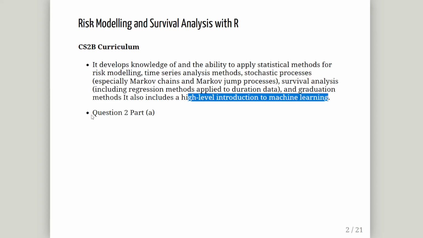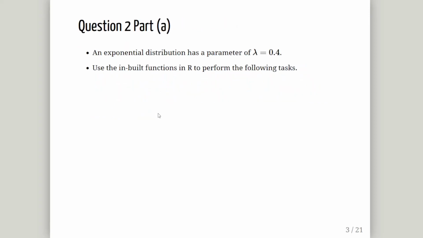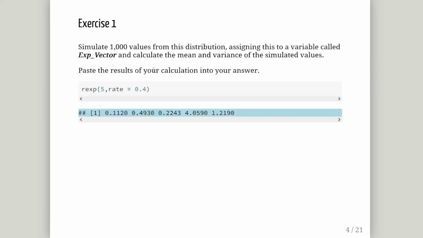Now, this is the second question of a paper, and I'm only going to do the first half of this question because the second part is different. It's worth doing separately. Okay, so this question is about the exponential distribution, and an exponential distribution has a parameter of lambda equals 0.4. Now, this is actually the rate parameter. And when we type it into R, we'll call this rate. Rate equals 0.4. Use the inbuilt functions in R to perform the following tasks.